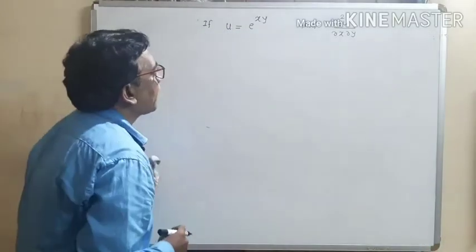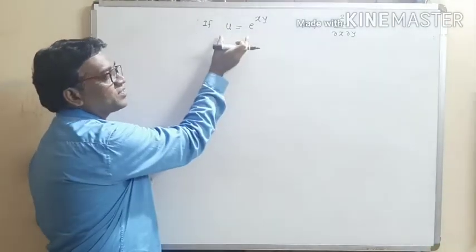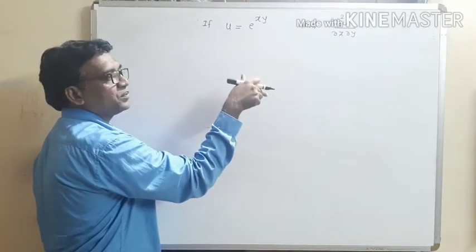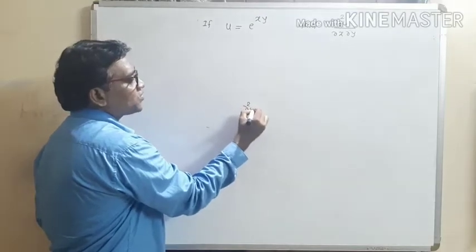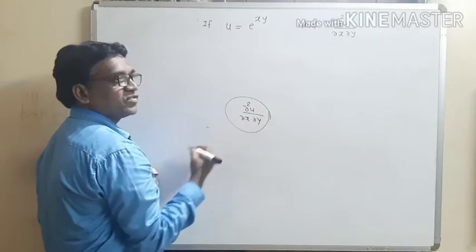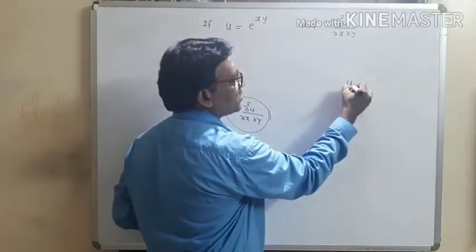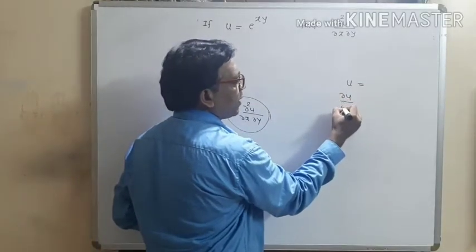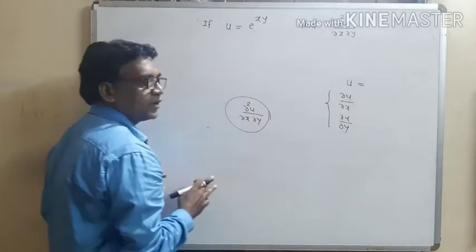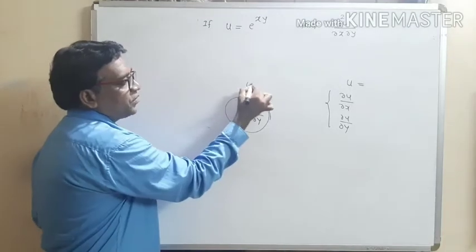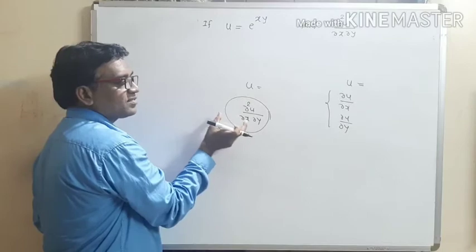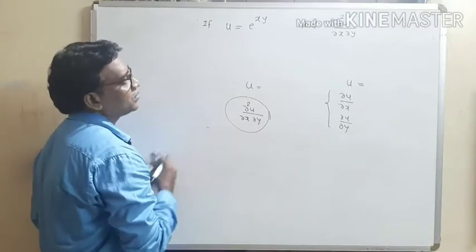See what is given. If u is given, then we want to find the second order partial derivative. This ∂²u/∂x∂y is called the second order partial derivative. If u is given, then ∂u/∂x and ∂u/∂y are called the first order partial derivatives. And ∂²u/∂x∂y is called the second order partial derivative.